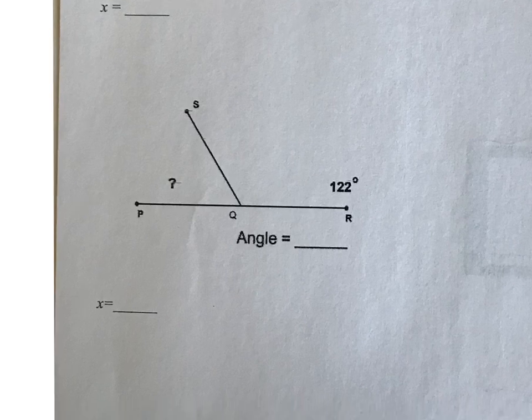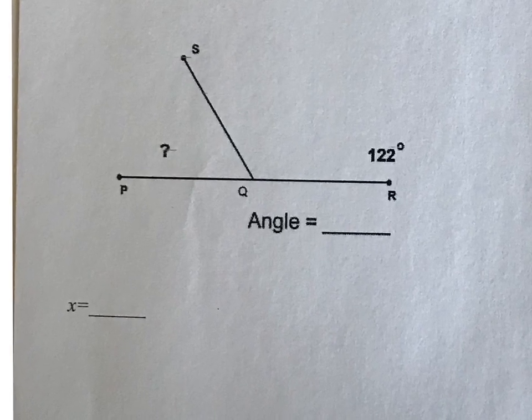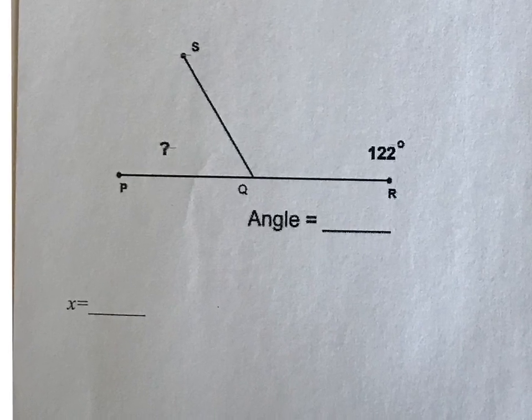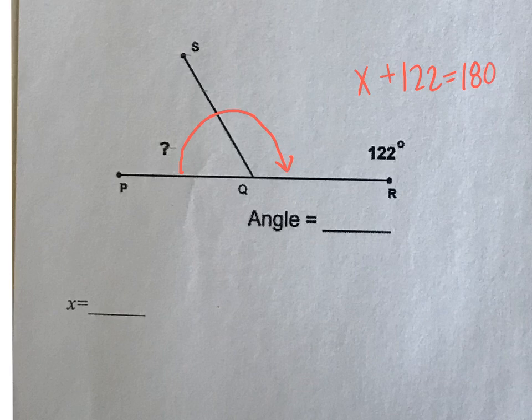Okay, what kind of angles are these? Supplementary. So two angles that add up to 180 are going to be supplementary. So we're going to say x plus 122 equals 180. If I solve for x, I'm going to subtract 122 from both sides. I'm sorry, that's not 38. My bad.